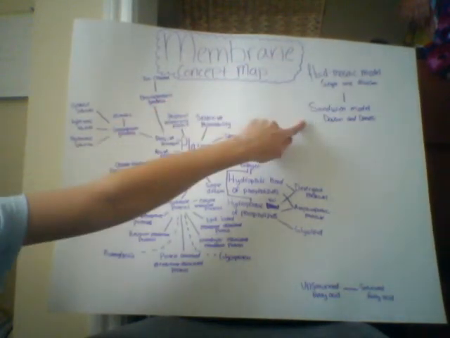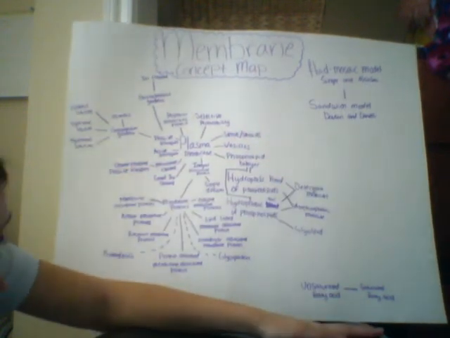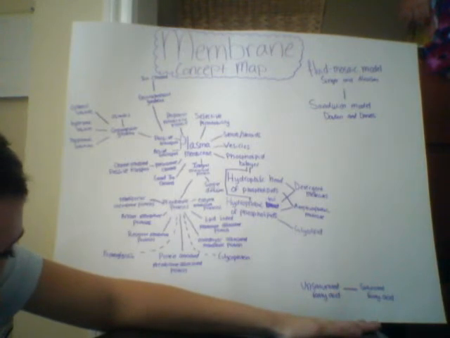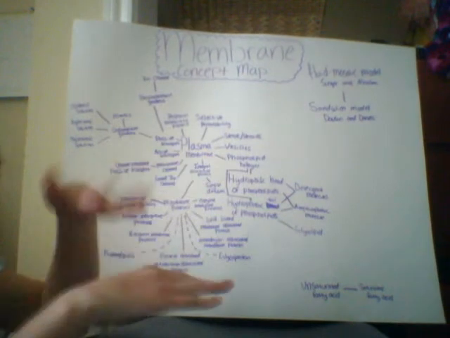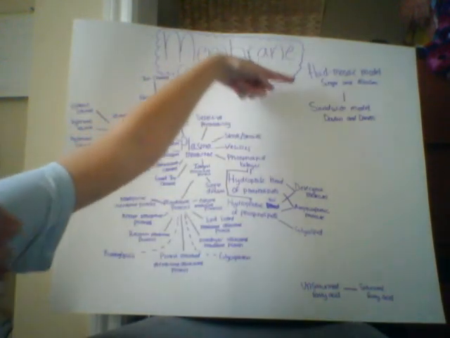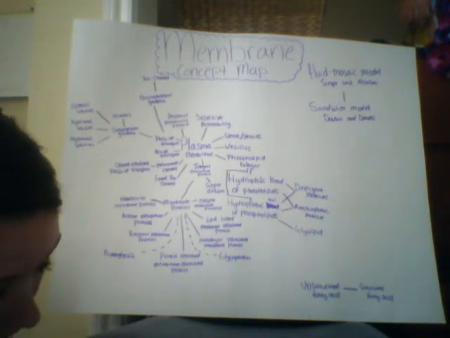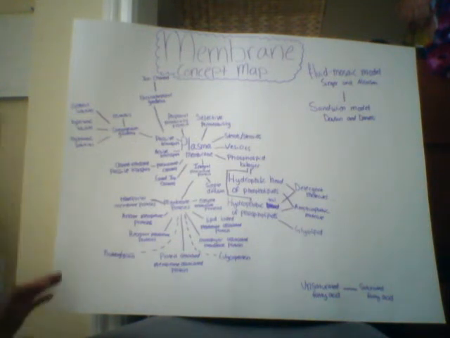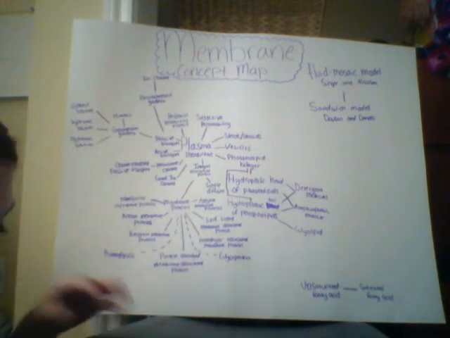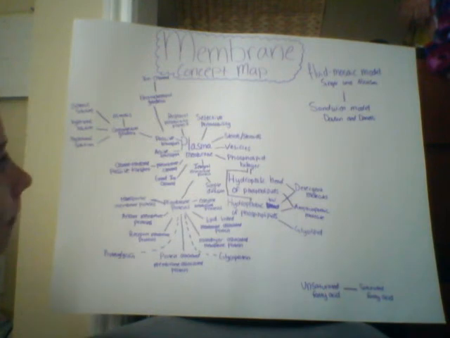Then up here, I put our two models. Of course, the sandwich model by Davson and Danielli was the first plasma membrane model proposed, in 1935, and it describes a phospholipid bilayer that lies between two layers of globular proteins. And then the one that we accept today, the fluid mosaic model by Singer and Nicolson, proposed around the 70s, is a model where the cell membranes are composed of a double layer of lipids with associated proteins.